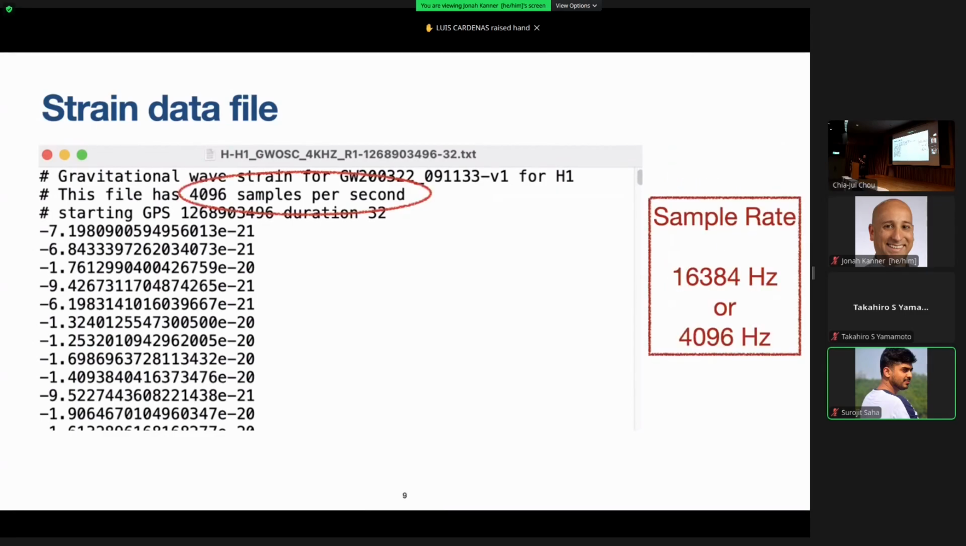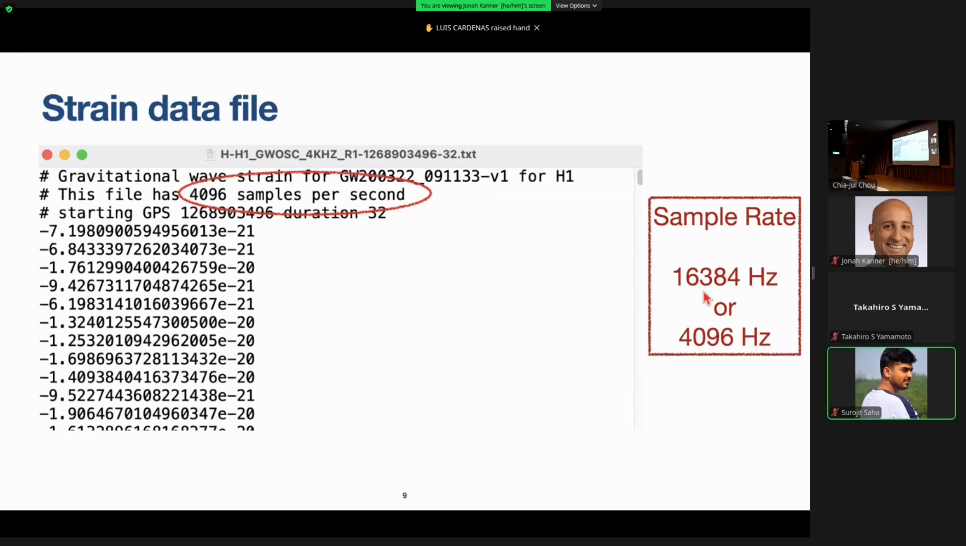So our data are recorded, it's time domain data, meaning that we're taking a measurement of the strain periodically, and how often you record the data is known as the sample rate. So in general, data are recorded with a 16,000 hertz sample rate, 16,384. So 16,000 times per second, there's a data point recorded.